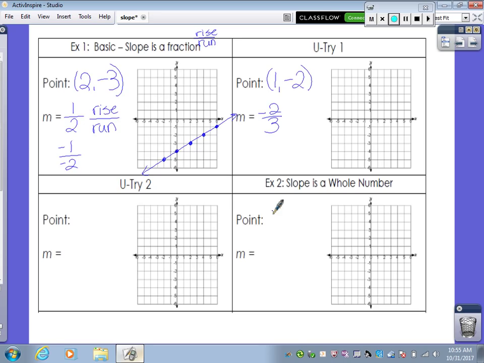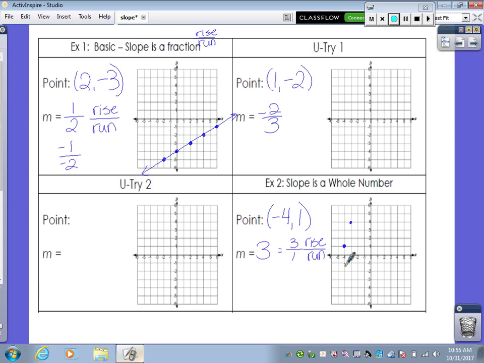The next slope is, what if we have a whole number? So it'd be -4, 1 is our starting point. So we'll start at -4, +1. And if our slope is 3, you have to think of it as a fraction. You all know that 3 is 3 over 1. So we're going to rise 3, run 1. So from your starting point, go up 3 over 1.